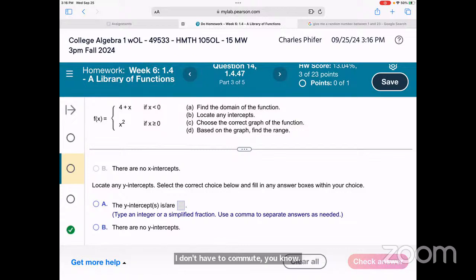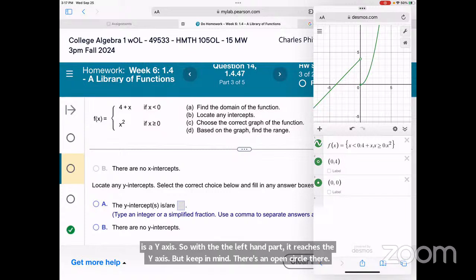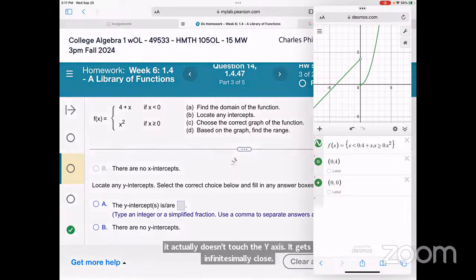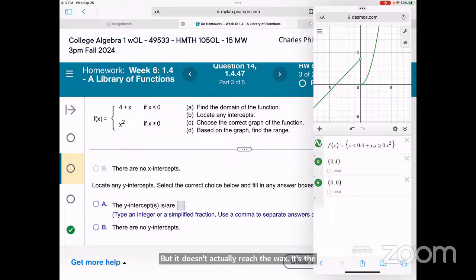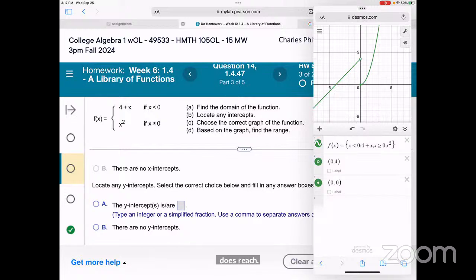The y-intercept, where it crosses the y-axis. With the left-hand part, it reaches the y-axis, but keep in mind there's an open circle there. So it actually doesn't touch the y-axis. It gets infinitesimally close, but it doesn't actually reach it. The right-hand part starts at the origin, so that one does reach. So we only have one y-intercept, and that's going to be 0.